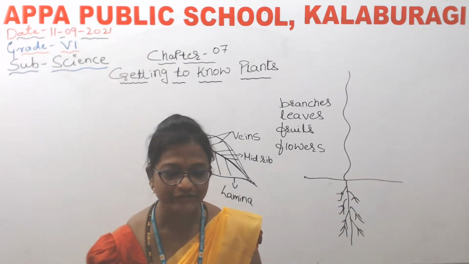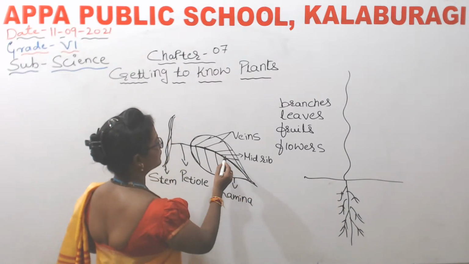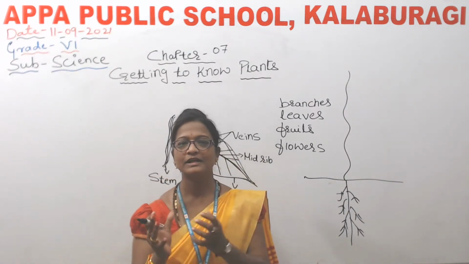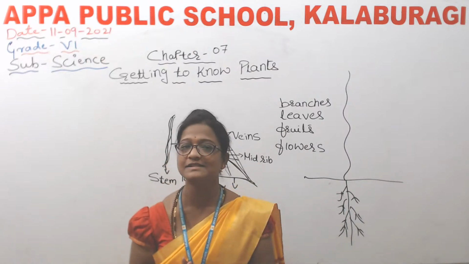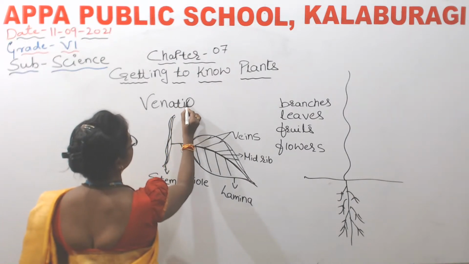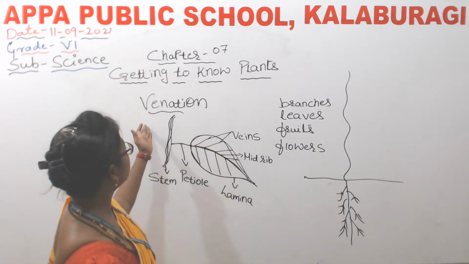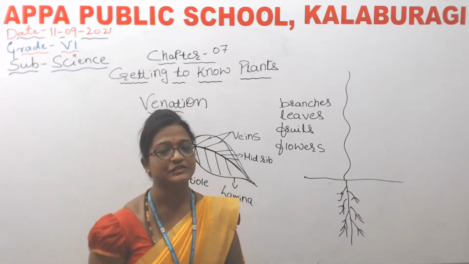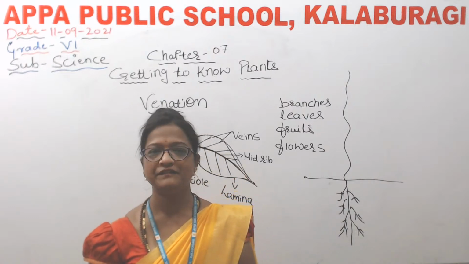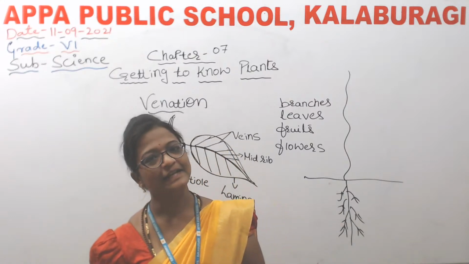Next, what have we discussed? Yes, children. These lines which are present on a leaf form a pattern. The pattern which is made on the leaf by veins is known as venation, isn't it? So how many types of venation are there? Yes, there are two types of leaf venation. One is reticulate leaf venation and the other one is parallel leaf venation.